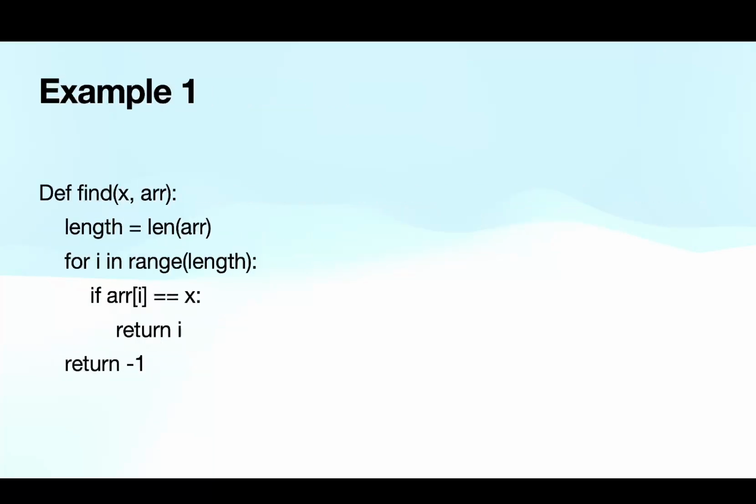So here's an example of a simple find algorithm of finding a number in an array. We can see that there's only one for loop, so the time complexity will be O(n). And since there was only a limited number of variables created and not for every input, this will be O(1) for space complexity.